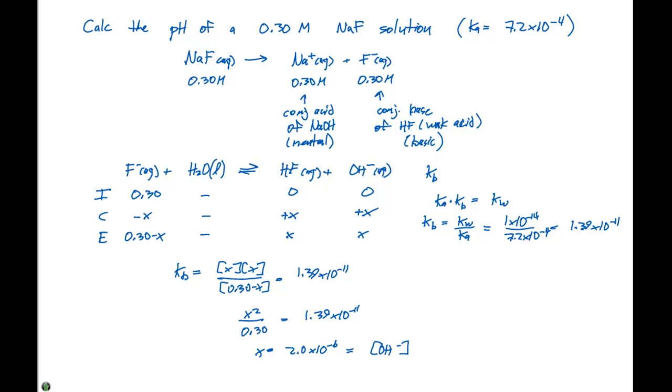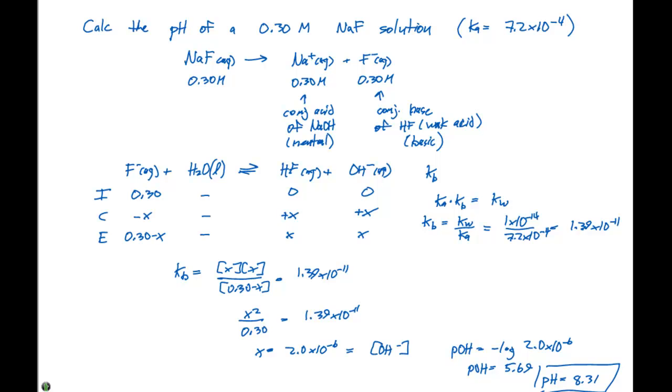So if we wanted to calculate what the pH was, we can first calculate the pOH, which is going to be equal to the negative log of 2.0 times 10^-6, which the pOH is going to equal 5.69. And then to get the pH, we take 14 minus 5.69 and get 8.31, which is going to be slightly on the basic side, which is what we would predict because we have a conjugate base of a weak acid. So let's kind of go over what we did here.